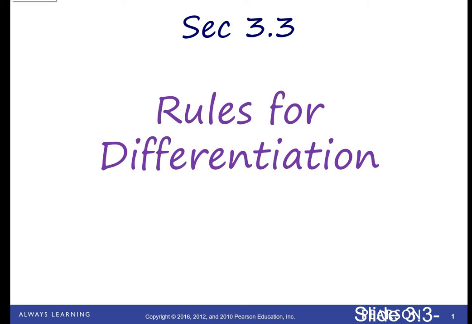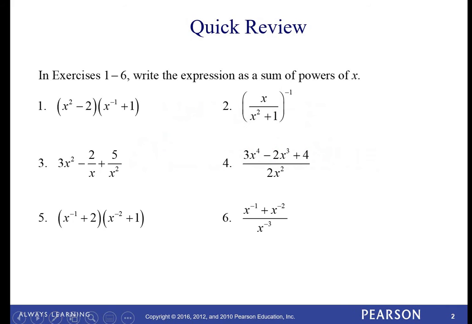Section 3.3 is rules for differentiation. So we're going to learn some shortcuts now. I want you to take just a moment and do this quick review because we're going to need these skills to do what we are about to do.